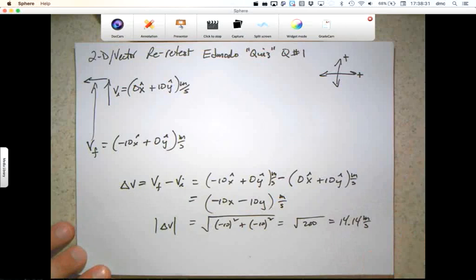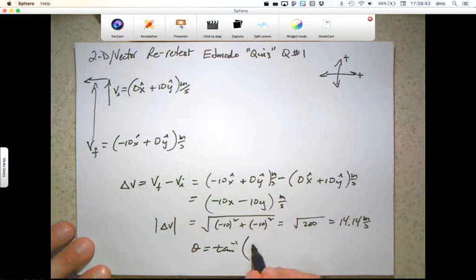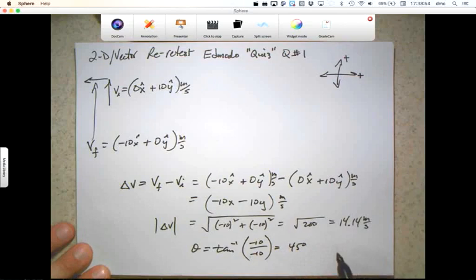And the direction of the change is the inverse tangent of the y component over the x component, which is the inverse tangent of 1, which is 45 degrees. But since the x component is negative, we add 180. And that gives us 225 degrees. Okay, so it's this magnitude, this direction.